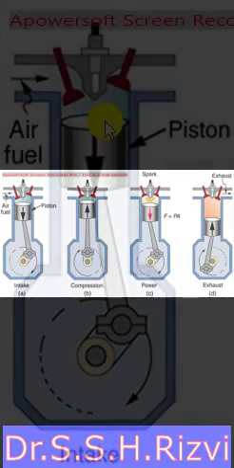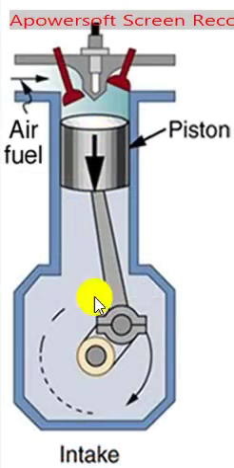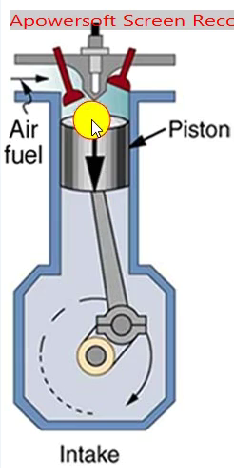The piston, when it reaches the top dead center, again moves to the bottom dead center, and again the inlet valve opens and air fuel mixture enters. In this way the cycle is repeated, and the motion of the reciprocation of this piston inside the cylinder is transferred through this part which is known as the connecting rod, which connects the piston and the crankshaft.